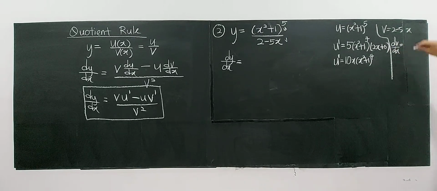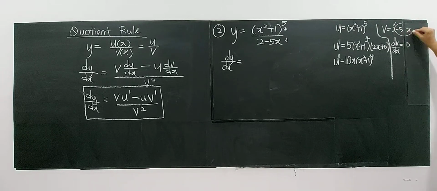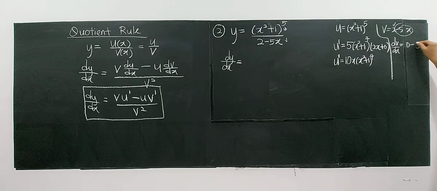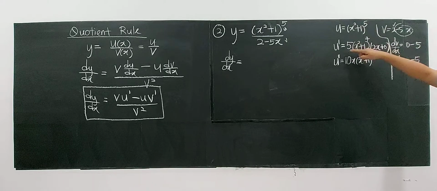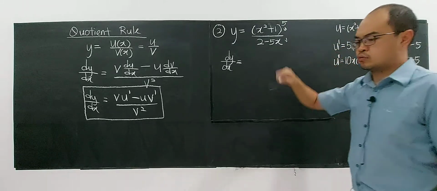dv/dx: differentiate the constant, you get 0. Differentiate negative 5x, you get negative 5. So your v prime is negative 5. And u is 5x squared plus 1 to the power of 5 minus 1, and differentiate the inside one. Make sure everything is correct, then you put it into the formula.